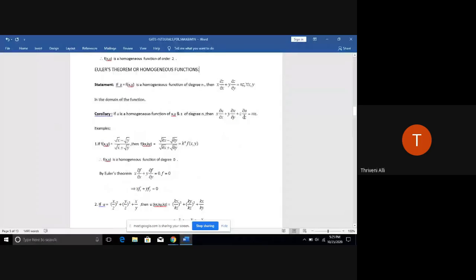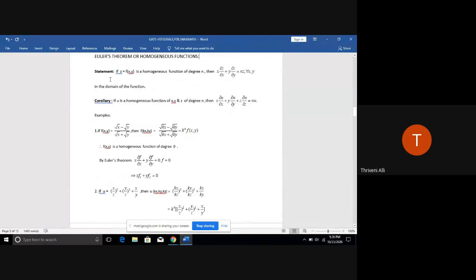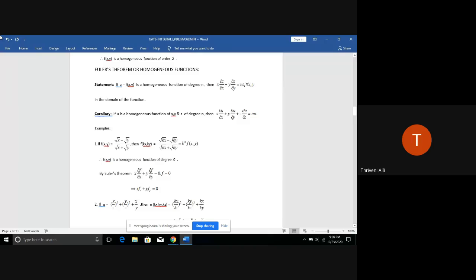Okay, like that, if u is a homogeneous function of x, y, z of degree n, then x ∂u/∂x + y ∂u/∂y + z ∂u/∂z = nu. So this is what Euler's theorem says. This is the condition if z is a function of x and y. And in the second corollary, u is a function of x, y, z, three variables. So on the right side it is n into z, and here it is n into u.